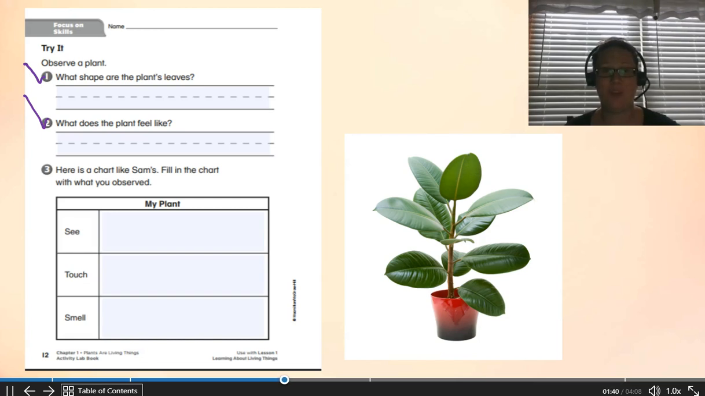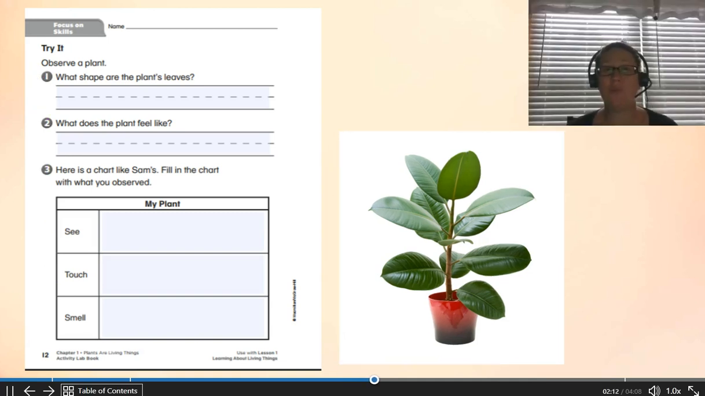And then number 3, there's a chart that you're going to fill in about your plant or the plant on the screen. So what did you see? What do you think it felt like, or how did your plant feel? And what do you think it smells like, or what does your plant smell like? Pause the recording and take a minute to answer that question.